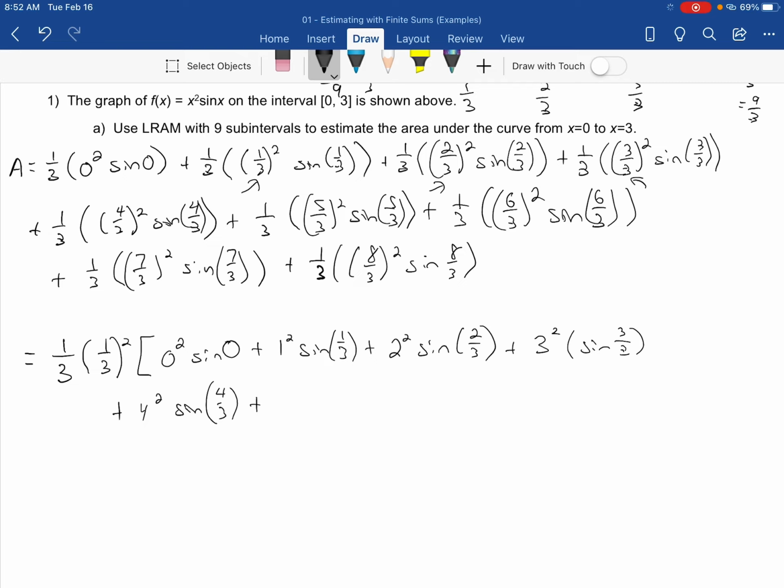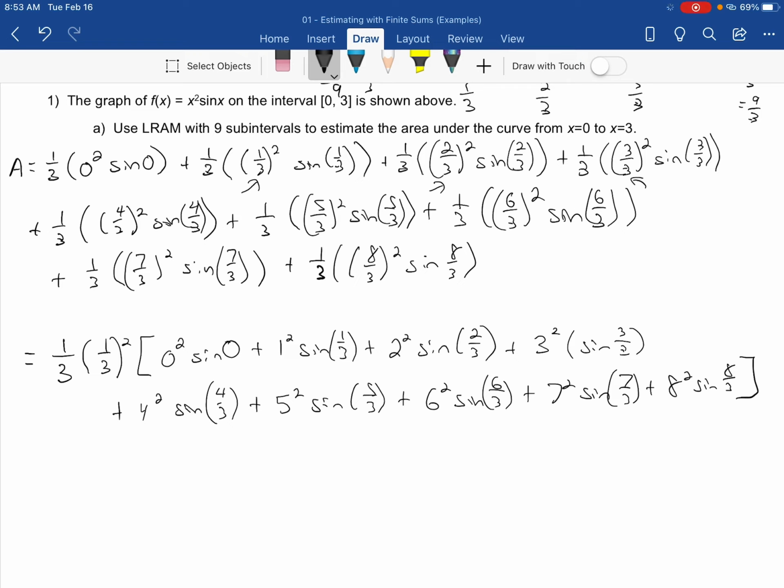And then 5 squared sine 5/3. And then 6 squared sine 6/3. And 7 squared sine 7/3. And the last one would be 8 squared sine 8/3. Now you see how much less time that took me to write. I mean, it's still a giant nightmare. Don't misunderstand, I know how big a nightmare this is, but it was a lot nicer to type all that stuff in than it was to type the previous one.